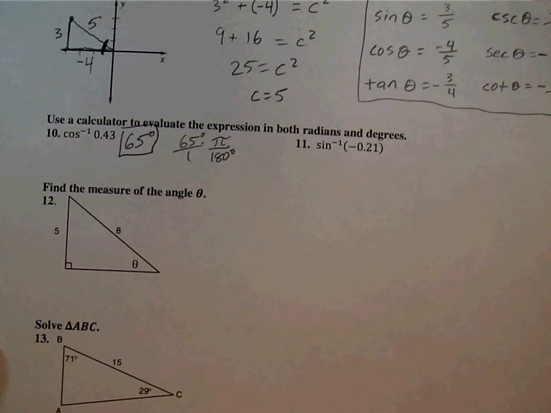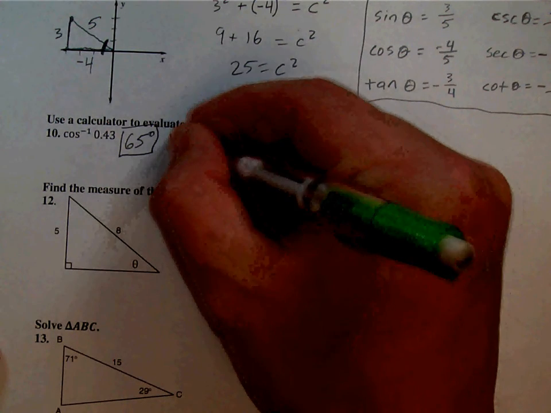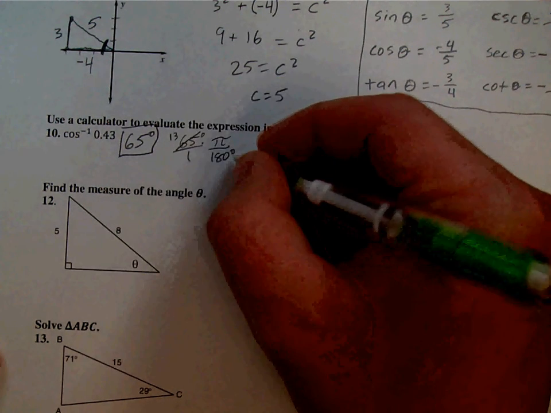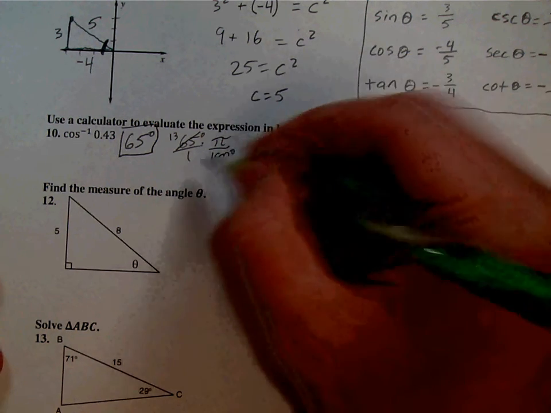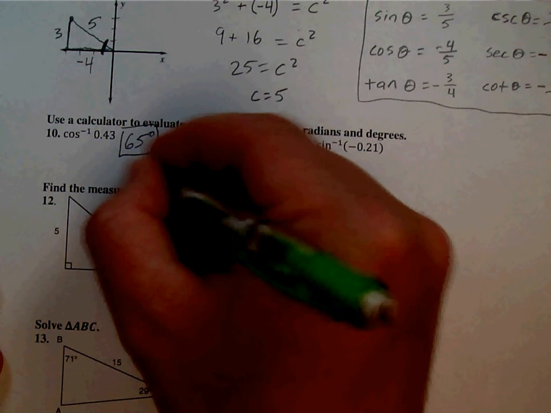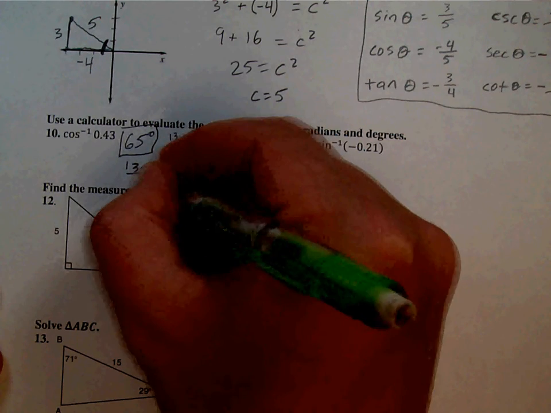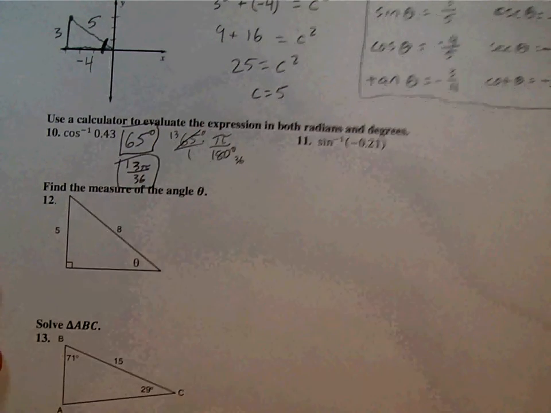So to convert that to radians, I have to multiply by pi over 180 degrees. So 65 over 180. They're both divisible by 5, so I get 13 over 36. So 13 pi over 36. That's what that would simplify to in radians.